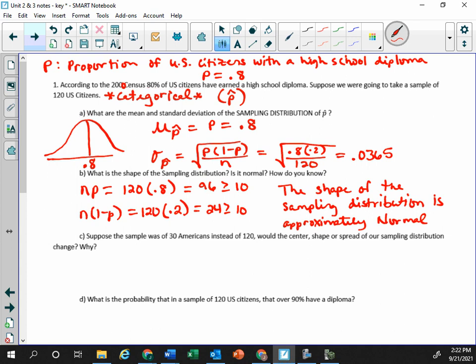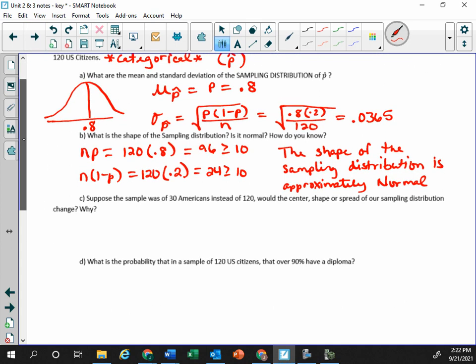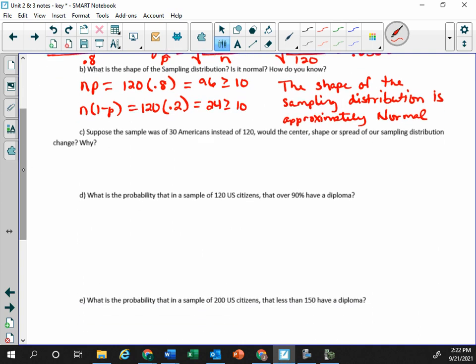Okay, I want you guys to try part C. So our sample size changed from 120 to 30. We have to figure out the center, shape, and spread of our sampling distribution. Are any of those going to change? Are none of them going to change? What's going to happen? I'll give you a minute to work on that. You can work together, but think about center, shape, and spread.